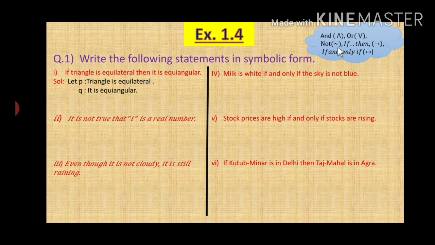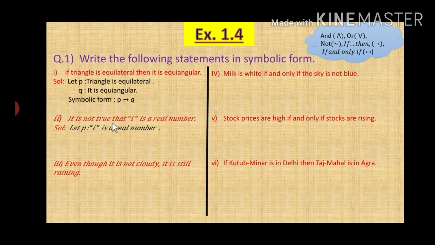Now what is the symbol for if then? It is arrow, one-sided arrow. So the symbolic form of this given statement will be P, then you have to write this arrow here and then Q. So this is read as implies. So P implies Q. So this is the symbolic form for the given statement. Clear? Very simple.